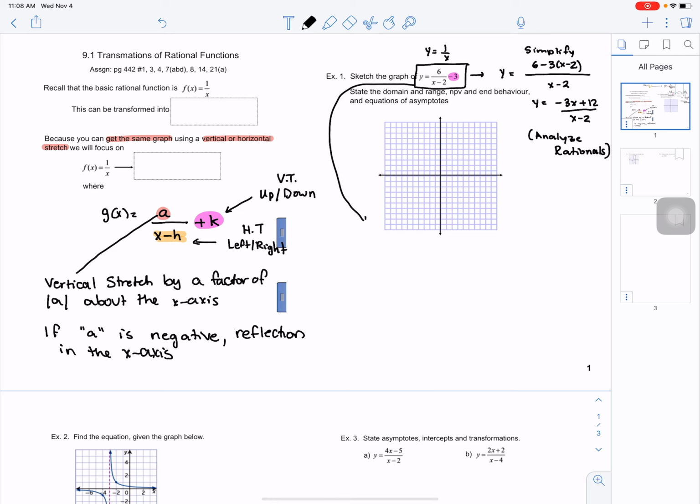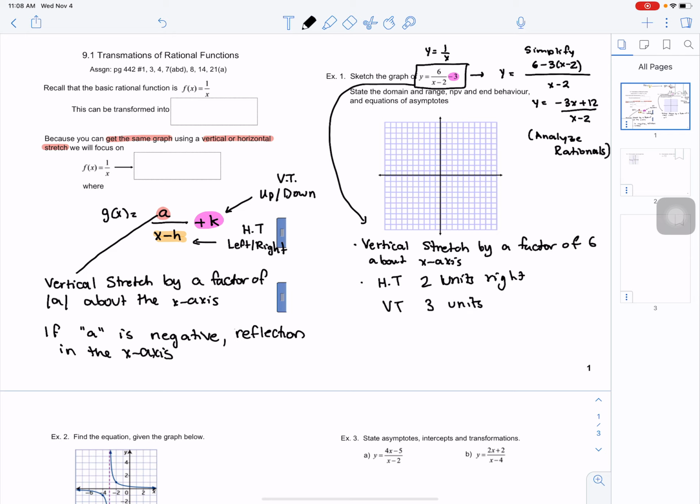So first thing I want to do is state my transformations. So there's a vertical stretch by a factor of 6 about the x-axis, we have a horizontal translation 2 units right, and then a vertical translation 3 units down.